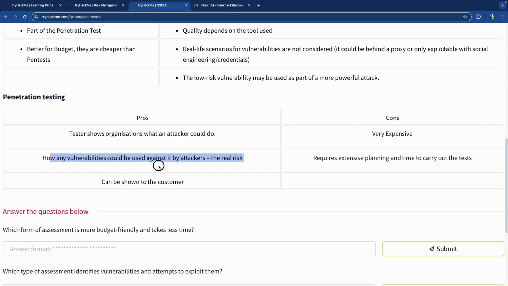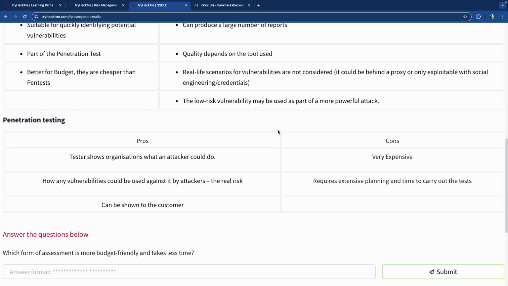The vulnerabilities could be used against that organization by the attacker, the actual risk, right? With that little thing that you think is not a big deal, it can actually be leveraged by a pen tester. And then you can show all of the results that you got to the customer, but it can be expensive because you have to actually hire somebody to do this. And pen testers get paid a lot of money, buddy. It requires extensive planning and time to carry out. So it actually does take time to do it.